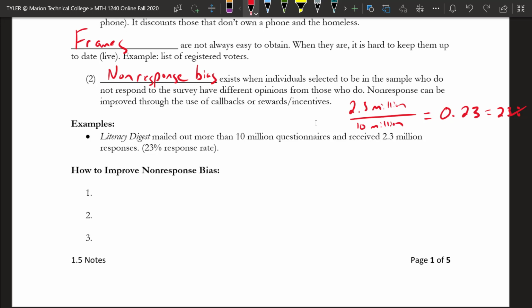So then I have a list here of how to improve non-response bias. Number one, we can try surveying again. And if you try surveying again, I would recommend doing a different method. And then also, maybe you could change up the time.